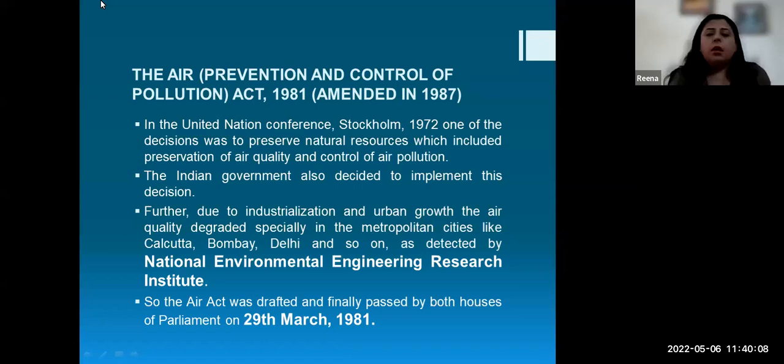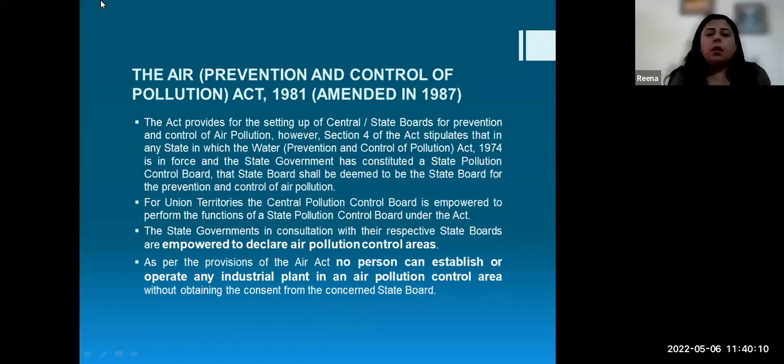Okay. So again, this act provides for setting up of central level and state level boards for control of air pollution. So within the same CPCB and SPCB, guidelines for monitoring and implementing acts and regulations.